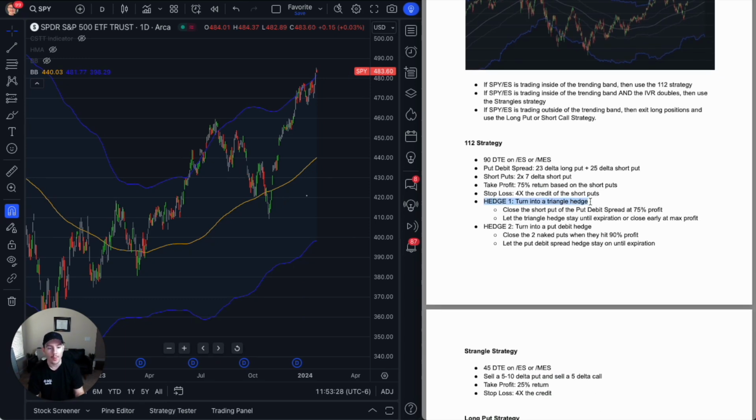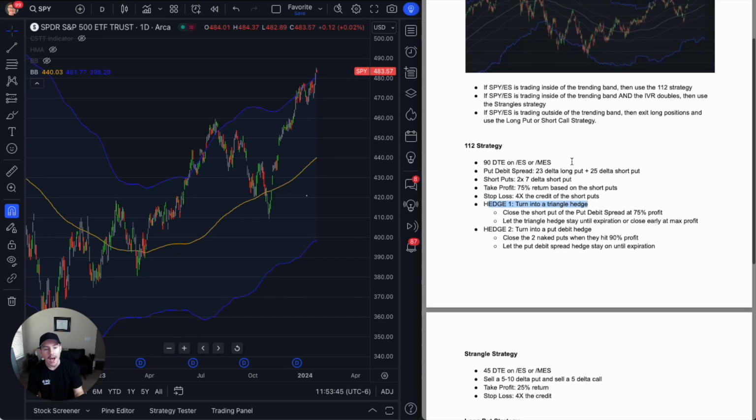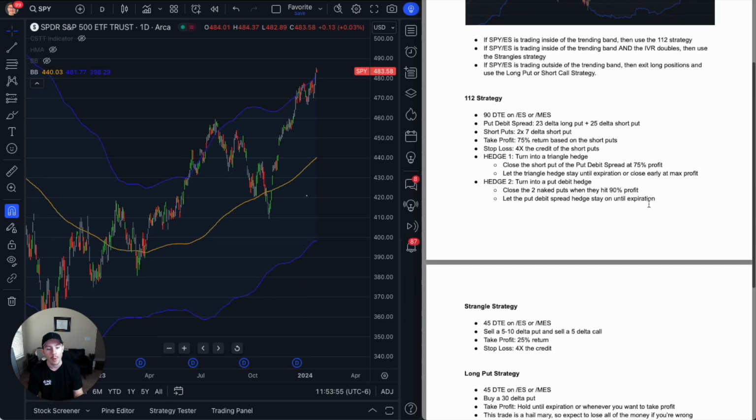Also, there's different ways that we can turn the 1-1-2 trade into different hedges. So we can turn it into a triangle hedge, or we can turn it into a put debit spread hedge. By default, I'll be using the triangle hedge because it allows me to make a lot of money and kind of offset any other 1-1-2 trades I have. So again, inside the bands, I'm using the 1-1-2 strategy, and I'm using the triangle hedge once I've made max profit on my short put. So that's how I manage my 1-1-2 trades.